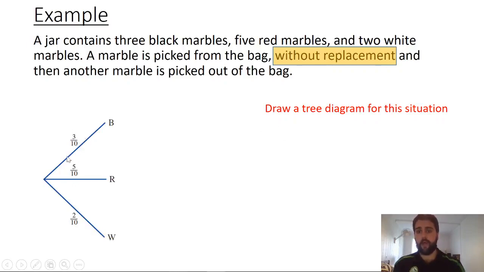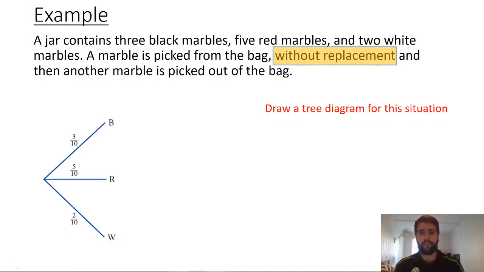The probability of getting a black, a red, and a white: well, for black it's 3 out of 10, red is 5 out of 10, white is 2 out of 10, because there's 10 marbles in total, and that's the number of each color. But guys, if we think about this, we're not going to put that marble back into the bag.